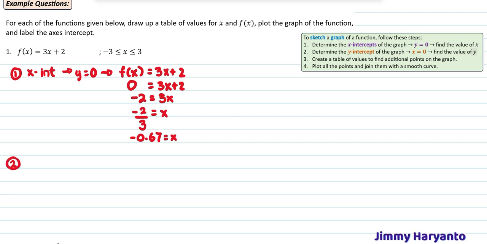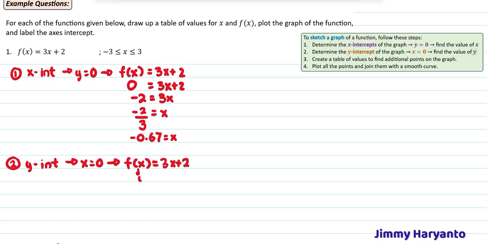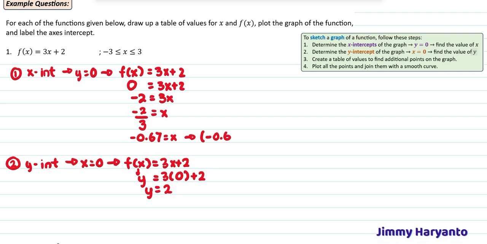The second step says you have to find the y-intercept. For the y-intercept, x equals 0. That means f(x) equals 3x plus 2. You can change the f(x) into y because it's the same. So you have 3 times 0. Just input x equals 0 into the function. You'll have 2. So from the first calculation, we have negative 0.67, 0 as the result, and for the second one we have 0, 2 as the result.